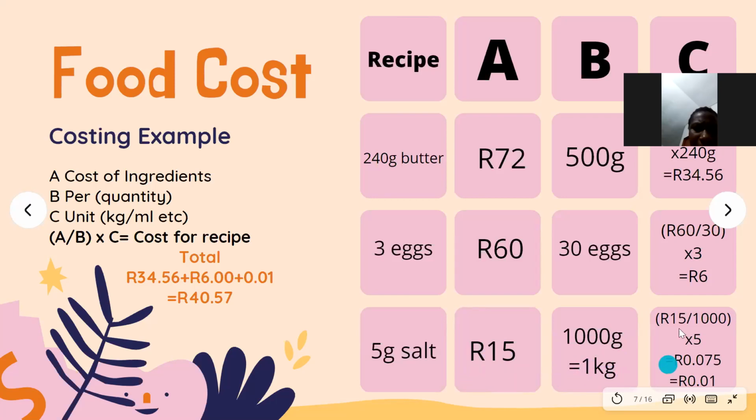So here is the first thing. You buy it in a kilogram, so you've got to change your kilograms into grams before you do this. So you've got to say 1,000 grams is equal to 1 kilogram. Your 15 Rand is divided by 1,000, and that's because the recipe is in grams. So you've got to always compare apples with apples. I've got a whole other apple slide coming up in a minute. And then times 5 for the 5 grams. And the total there is 0.075. So it's not even a cent. No, sorry, it is 7 cents. Oh, I'm such an idiot.